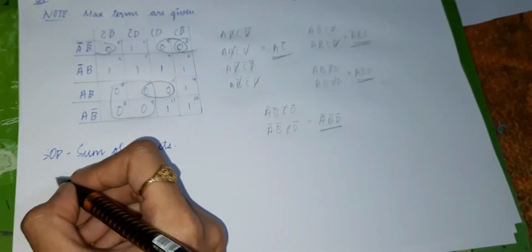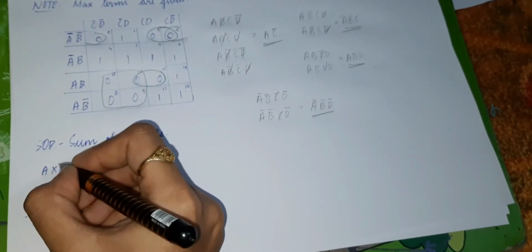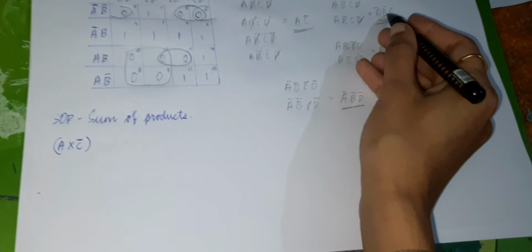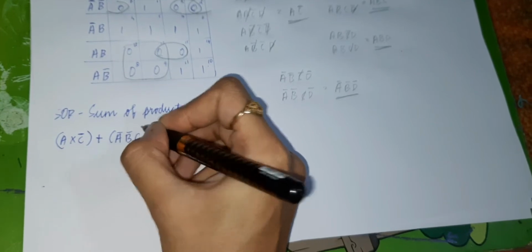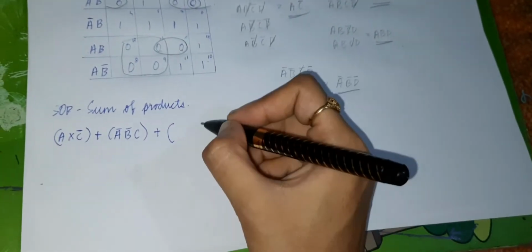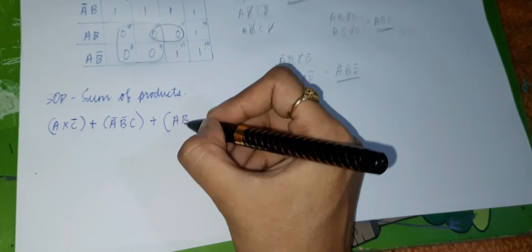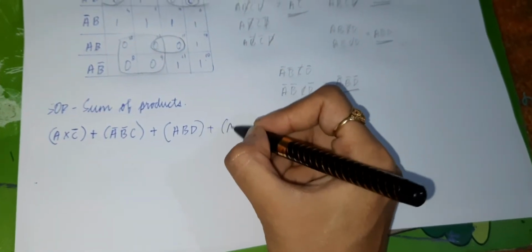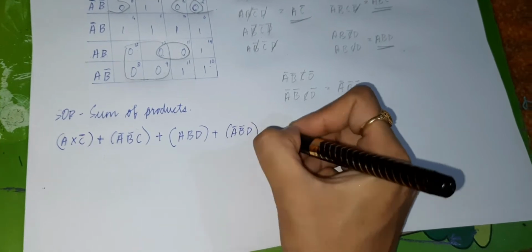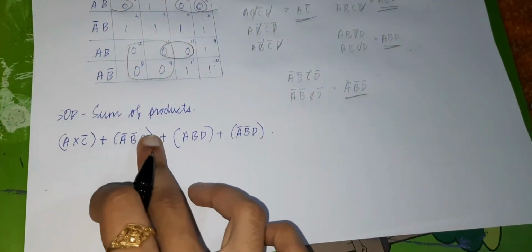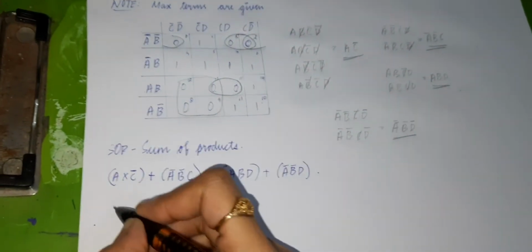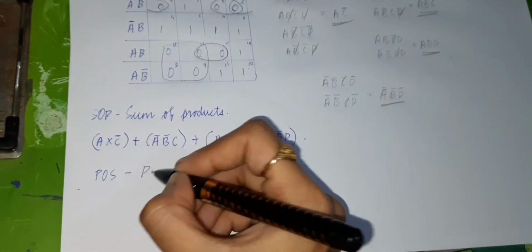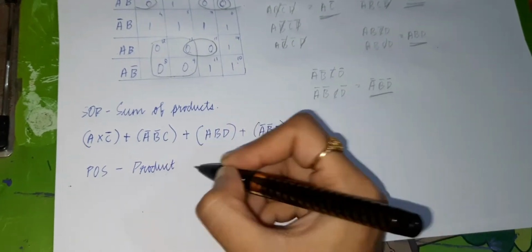The answer is like this: A into C bar plus A bar, B bar, C plus A, B, D plus A bar, B bar, D bar. So this is the SOP form of the answer. As they have given the maxterms in the question, you must convert this SOP into POS, that is product of sums.